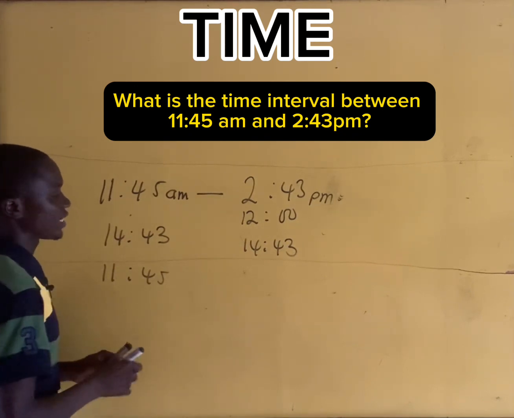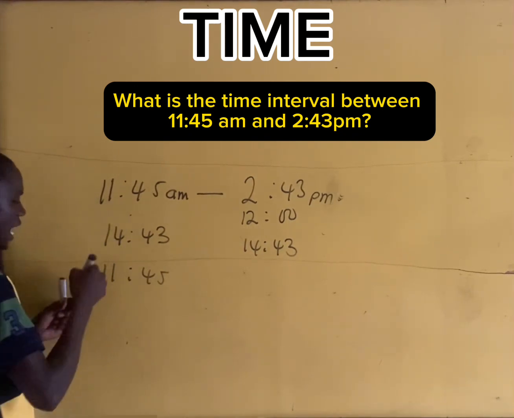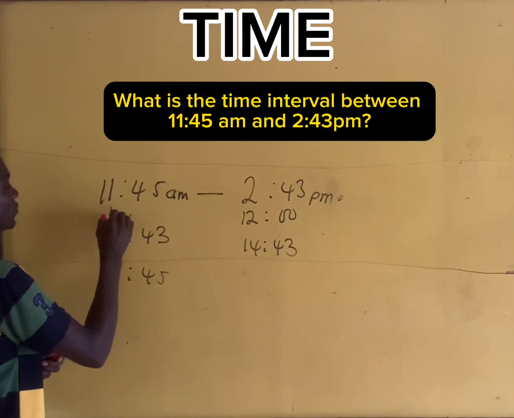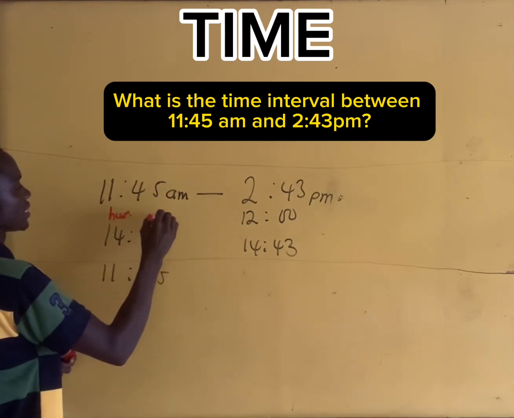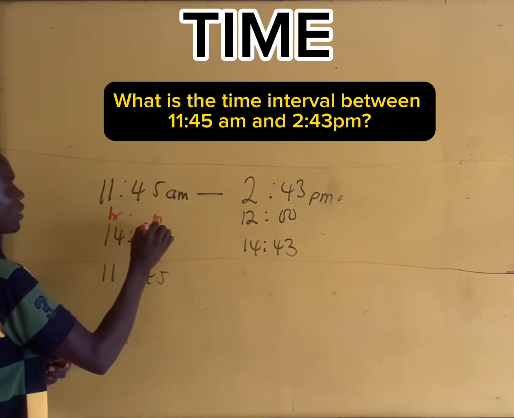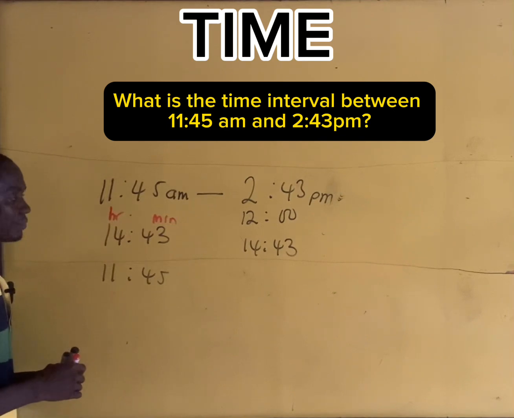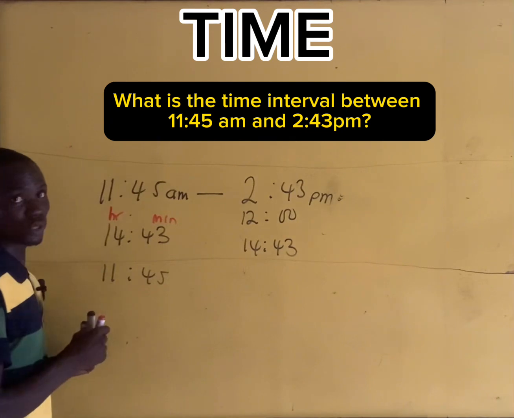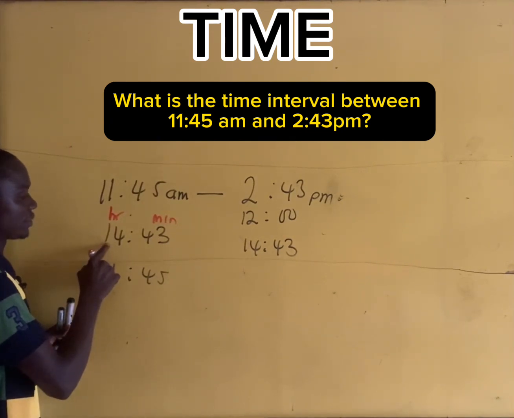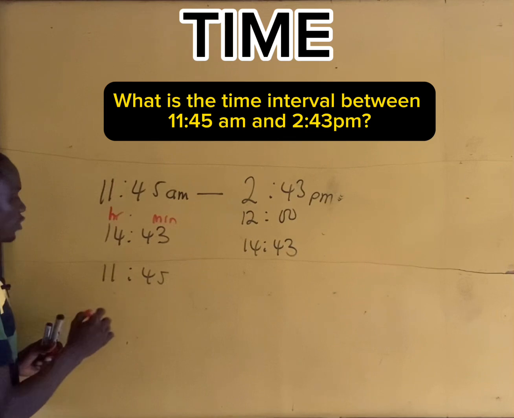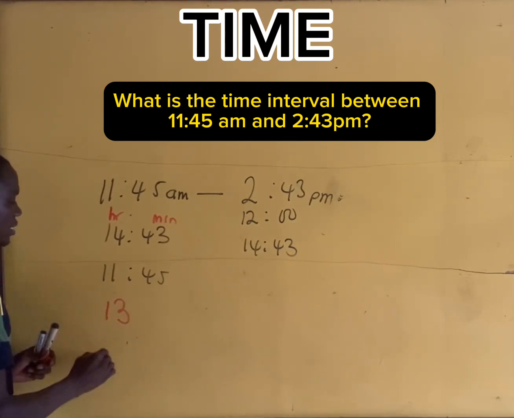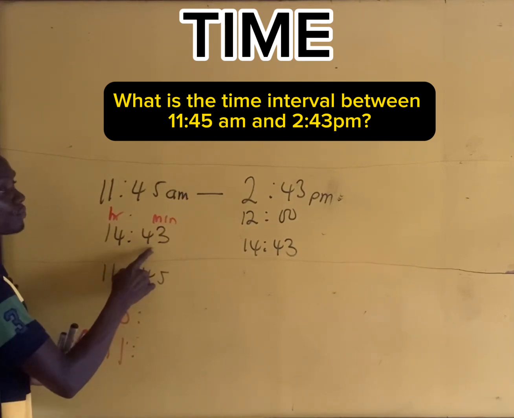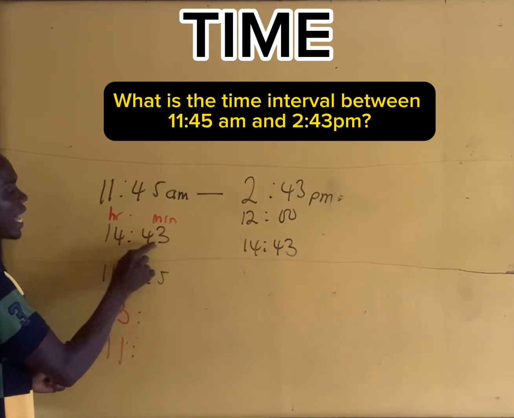11:45. And if it happens like this, one is in hours and this one is in minutes. Okay, let me write HR and MIN. So we are taking 45 minutes from 43 minutes, which is not possible. So we take 1 hour from here. If we take 1 hour from here, this will remain 13 hours. And we subtract 11 hours from it. Then here, the 1 hour that is taken from here, we add it to 43.